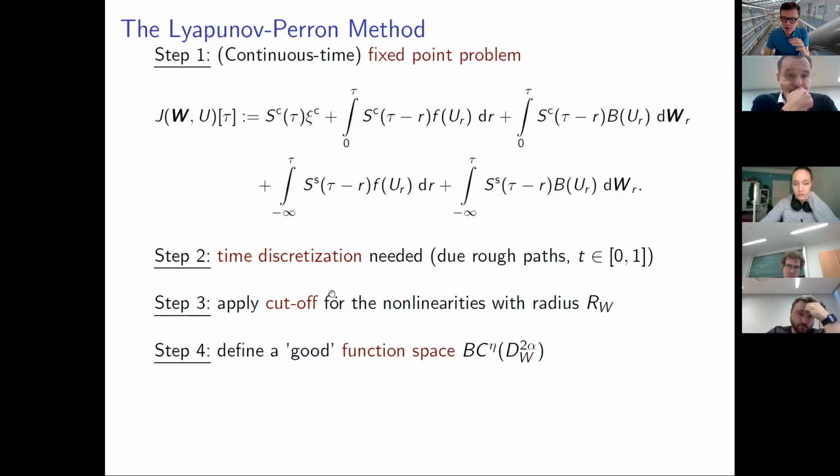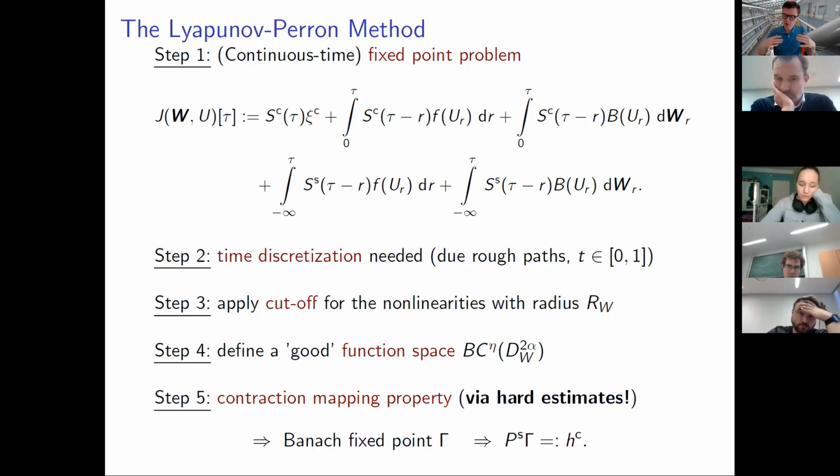And you need to define a good function space in which to do the iteration. Roughly speaking, as some sort of scaled or Hölder type variant of bounded continuous functions on the space of rough paths. I will define it on the next slide, but it's ugly. Maybe there's an easier way, don't know. But it works. And then you do a contraction mapping. That's the hard part. You show that this mapping is indeed a contraction, and you can show that the fixed point after you projected it via the stable projector indeed gives you the center mapping.